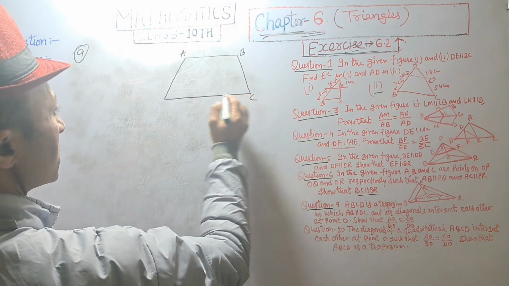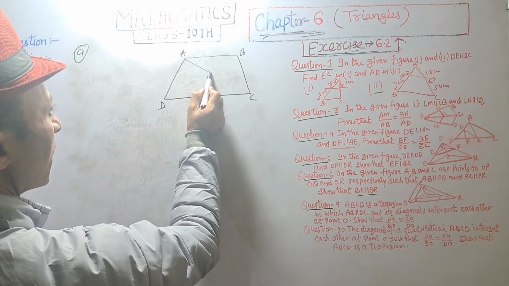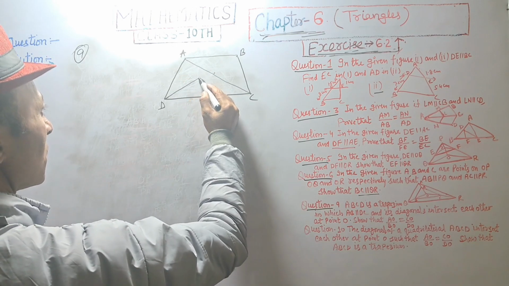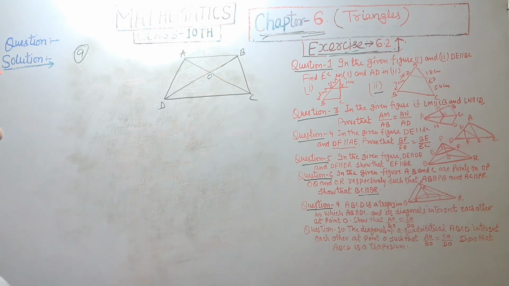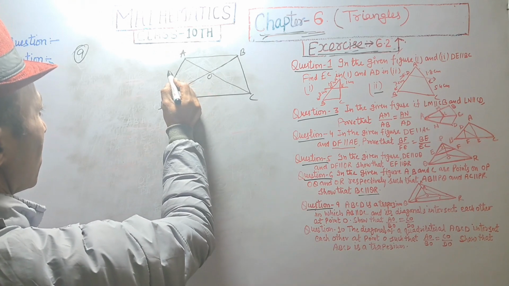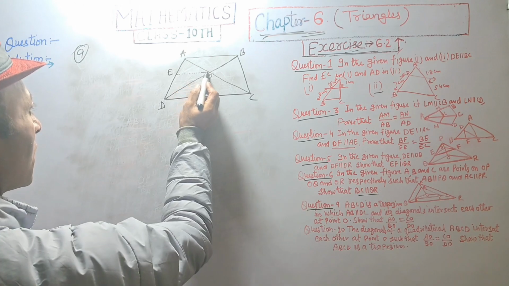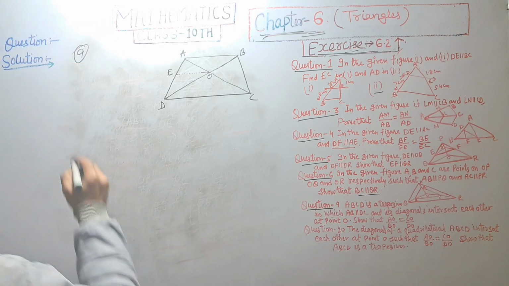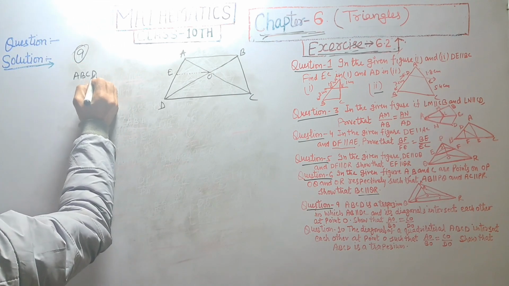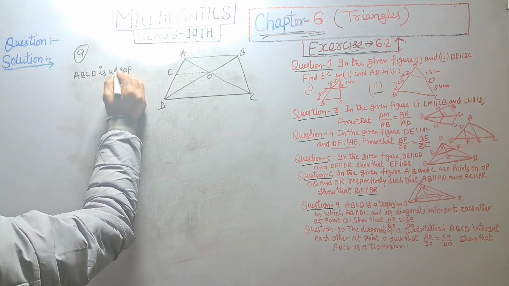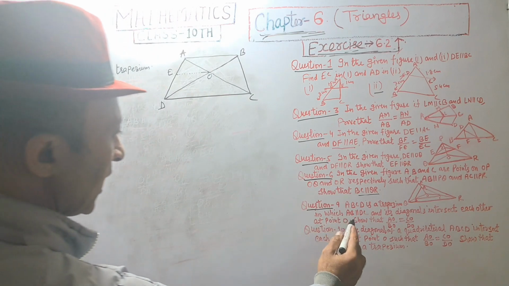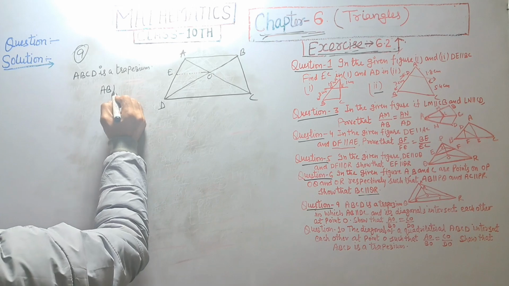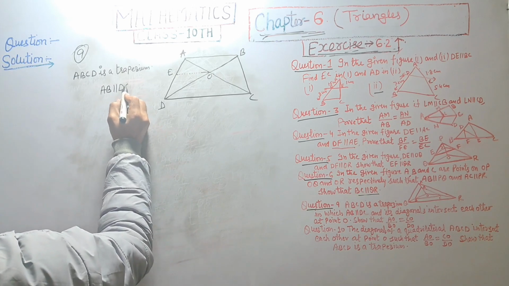A, B, C, D. Intersect at O, and this is E. A, B, C, D is a trapezium in which AB is parallel to DC.